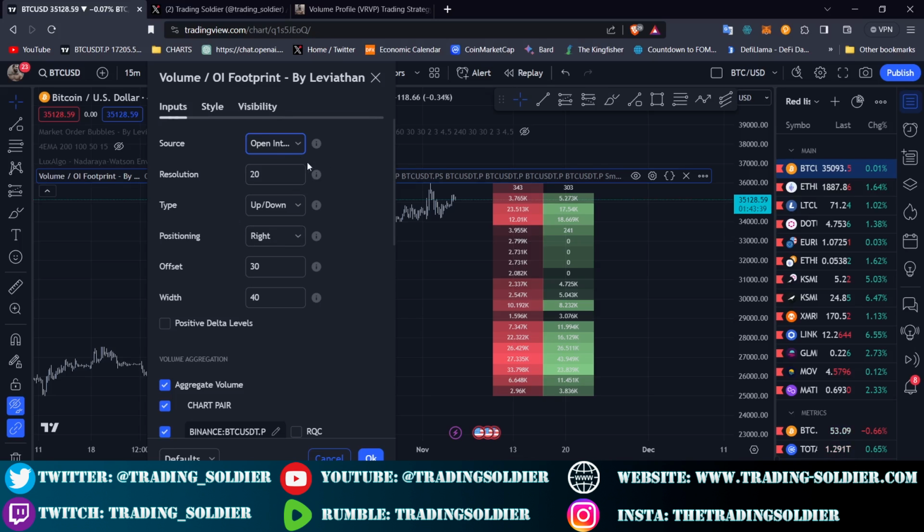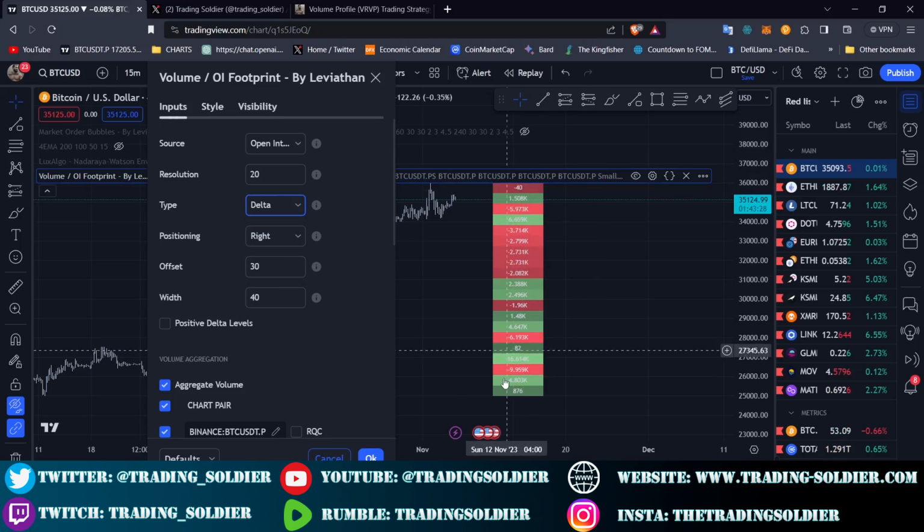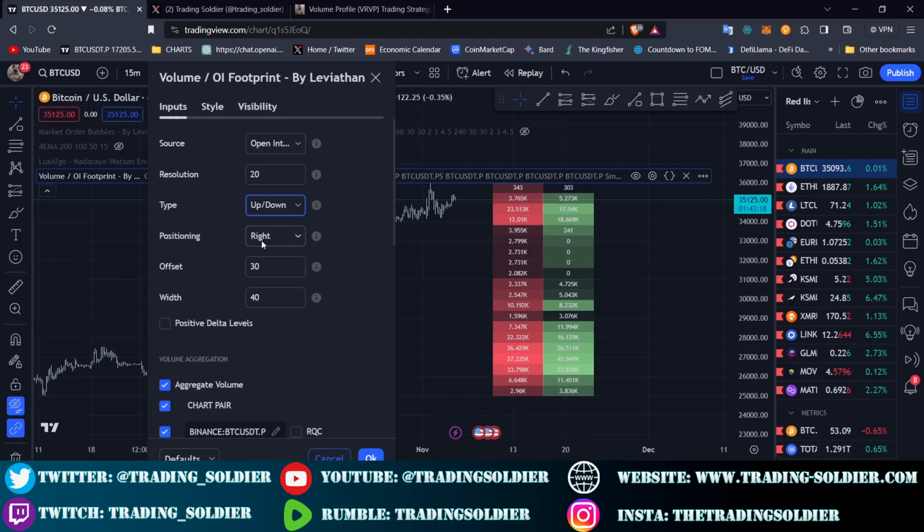So switch this to open interest. Resolution, I will leave it as the default, 20. Type up or down, I will leave it this way. Maybe if you want to, you can switch to delta, because if it's delta, you will see only one column here with the total delta that is transacted in these horizontal levels. But I will leave it in up and down. Positioning right, because if you put it into left, it will be in this part of the chart. Width and offset, I will leave it this way.